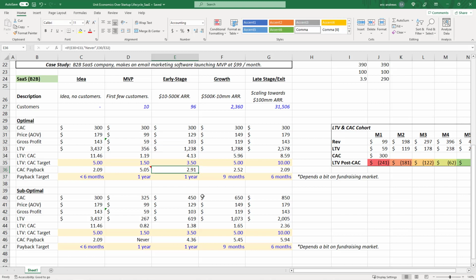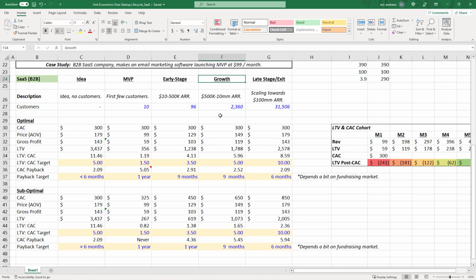Again, this kind of depends. Early stage, the payback target, I might say more like 9 months. You don't want to be spending too long recovering your CAC in this stage.